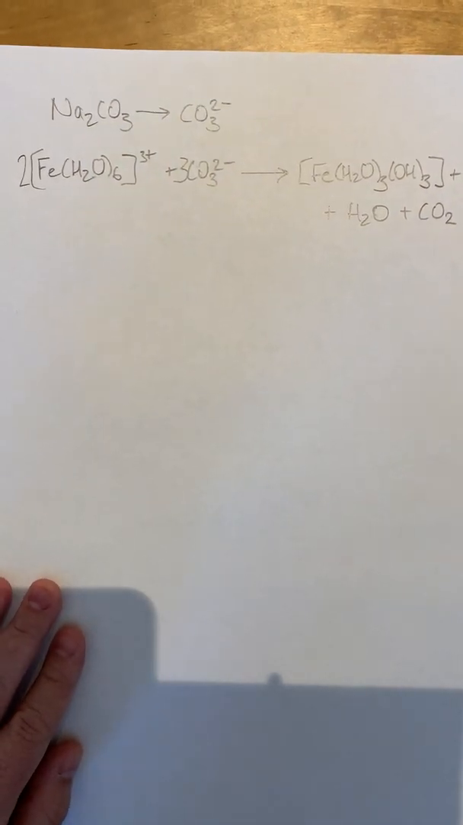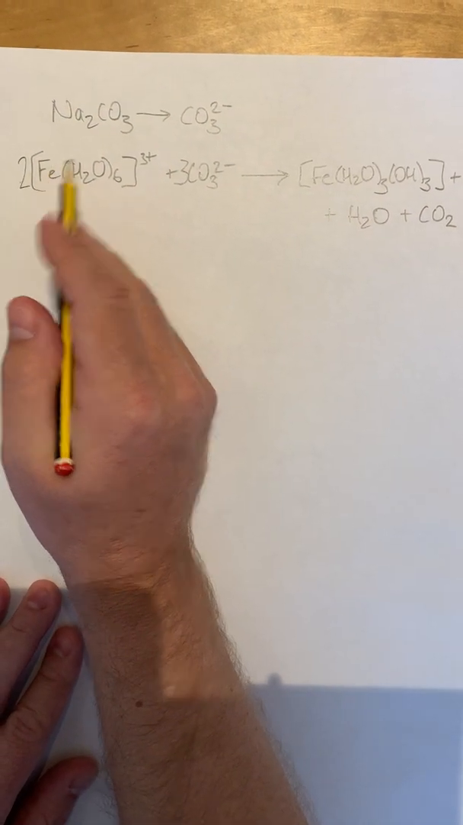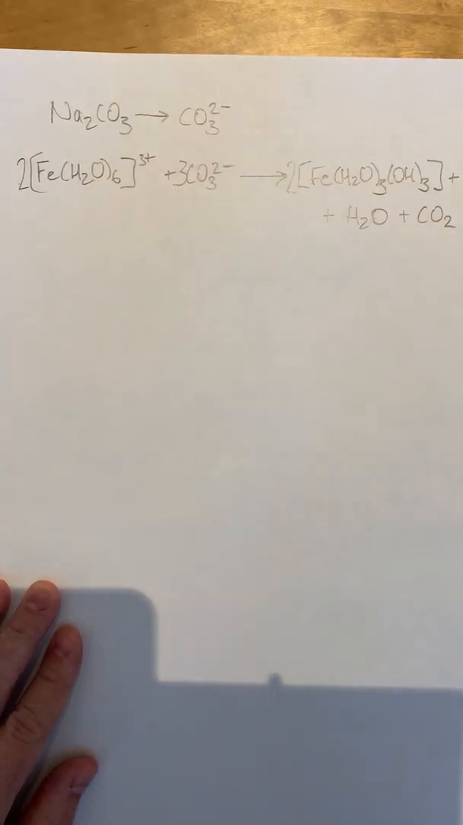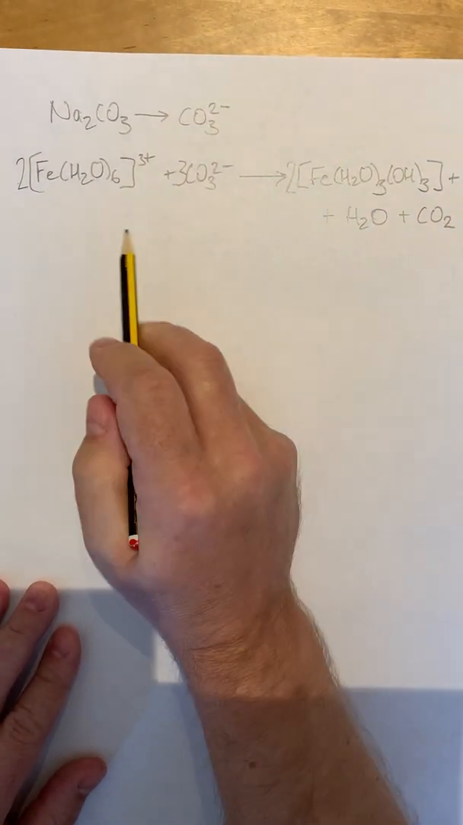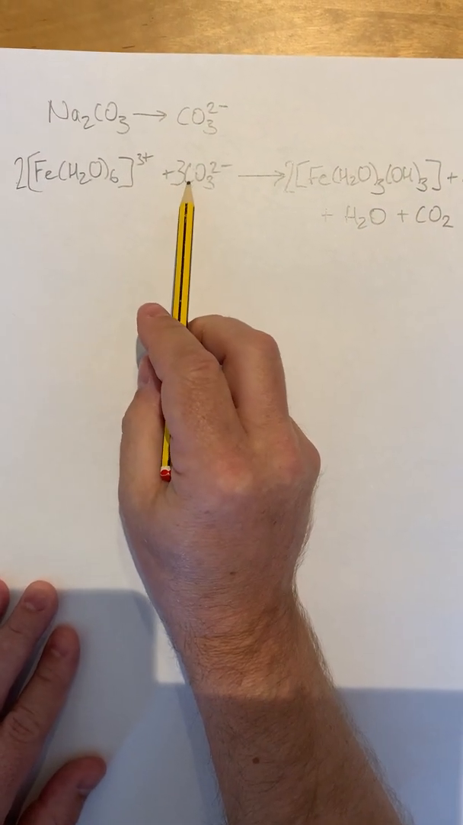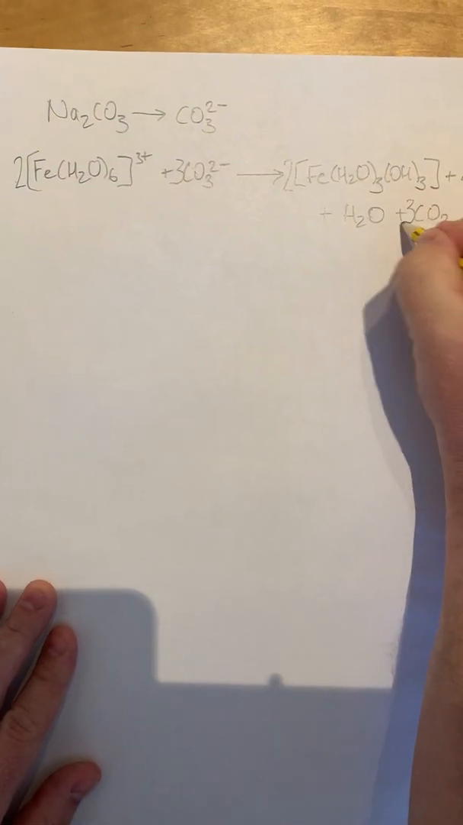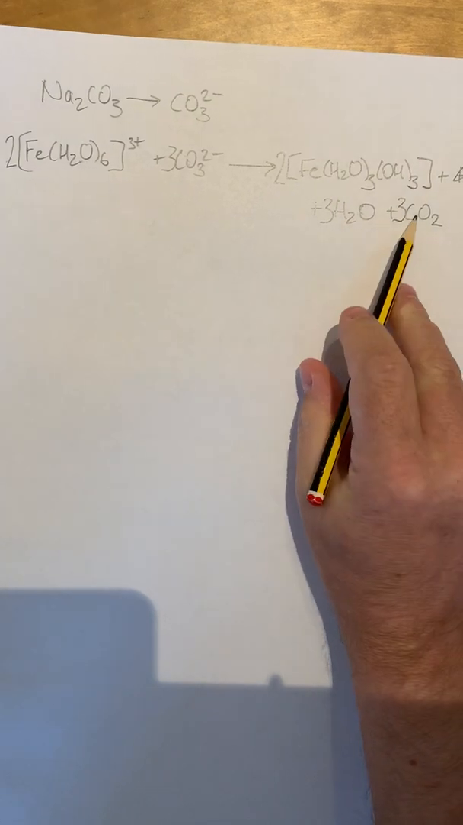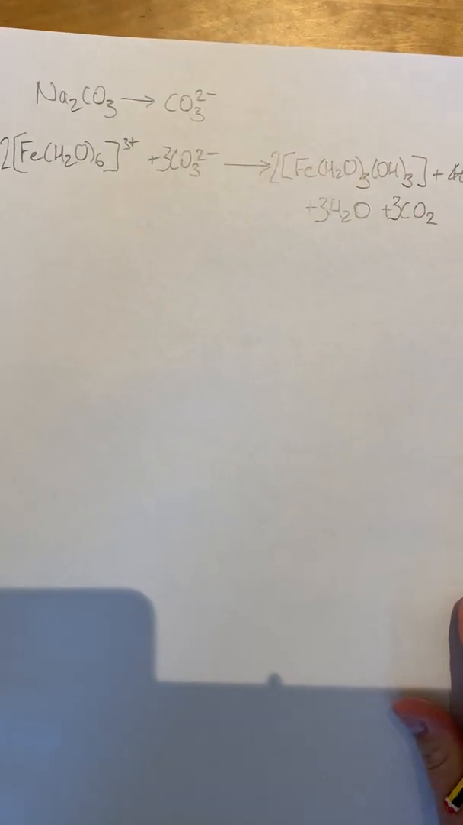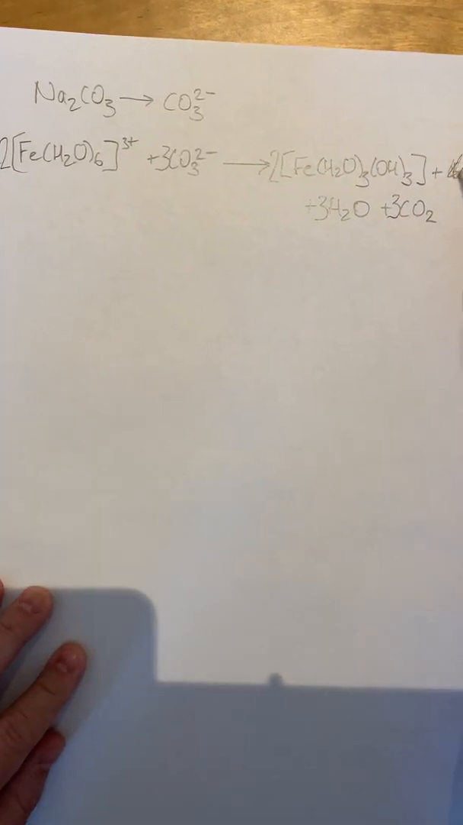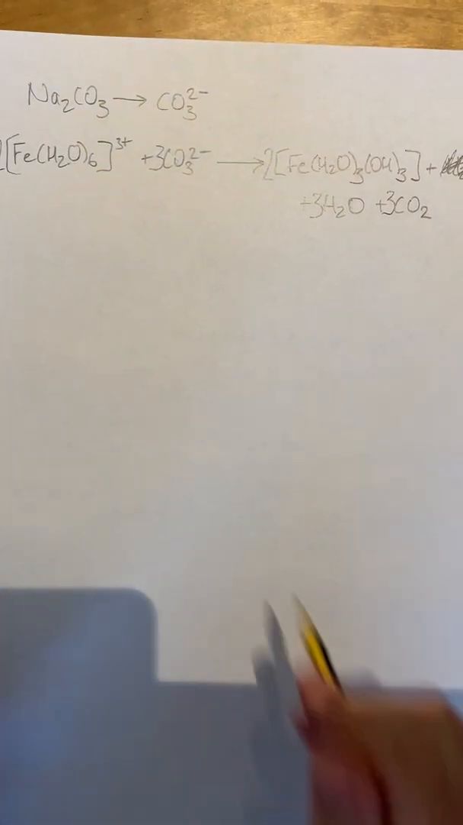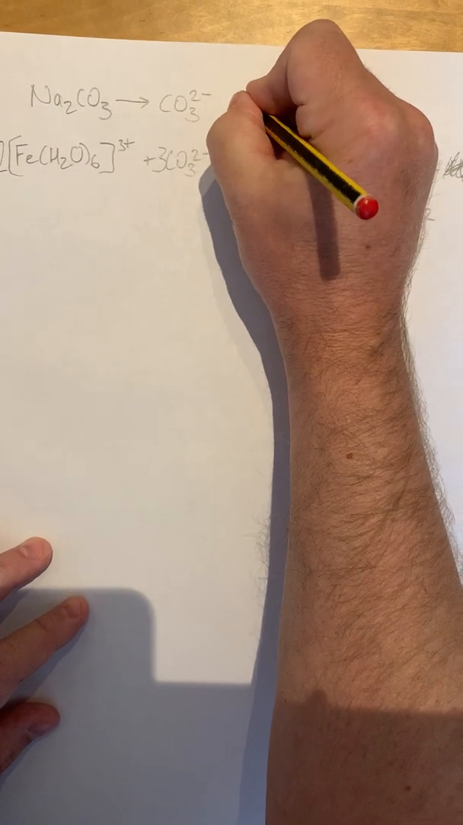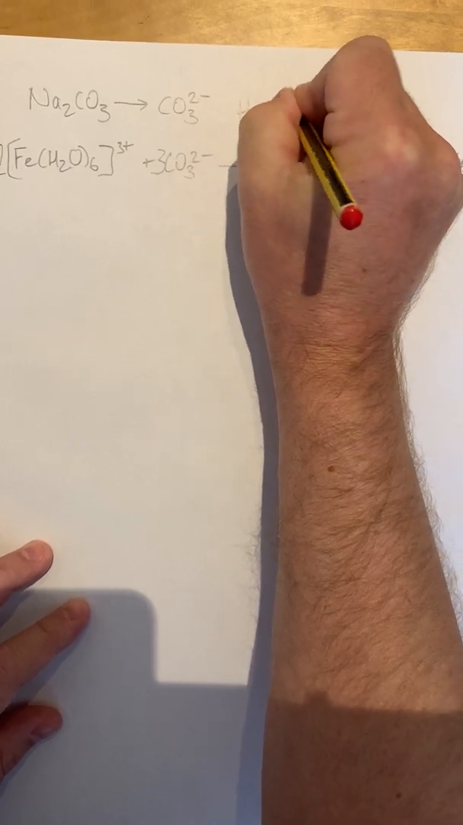Now the knock-on effect of that is that we've got 2 Fe's there, so we want 2 of that complex. We've got 3 carbons, so we want 3 CO2s, and then the water mirrors it. You just remember that. Whatever carbon dioxide you get, you get the same water. So remember, that's a squiggle out, sorry. That is still a hydrolysis reaction.